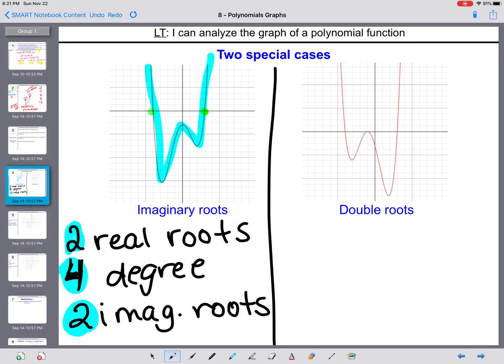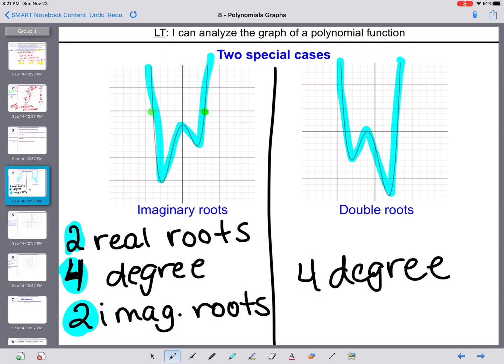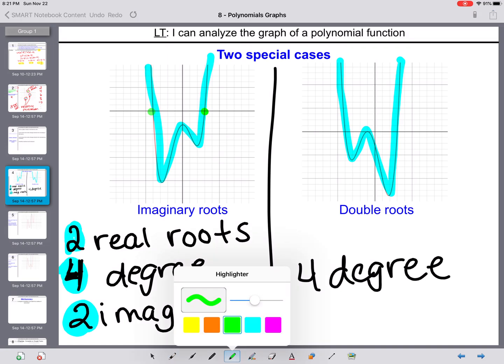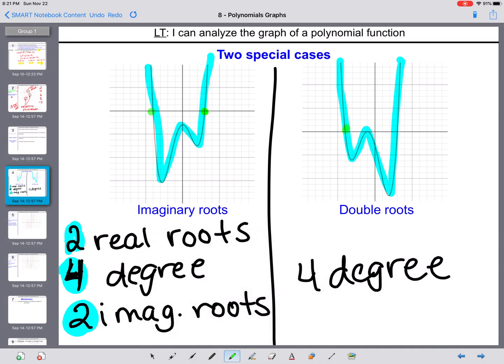Now, the other special case where the degree will not match the number of roots is something called a double root. So again, I'm going to count up 1, 2, let me redo that. 1, 2, 3, 4 was my degree, but as you can see, we only have 1, 2, and 3. I'll make it a little bit easier to see here.